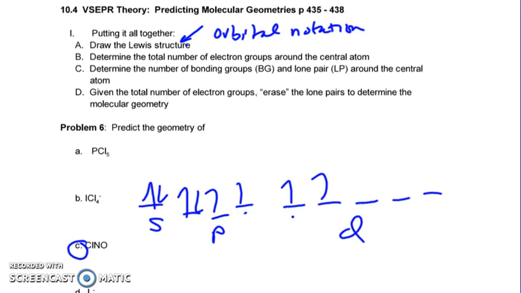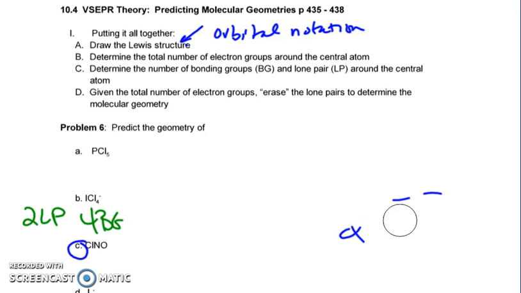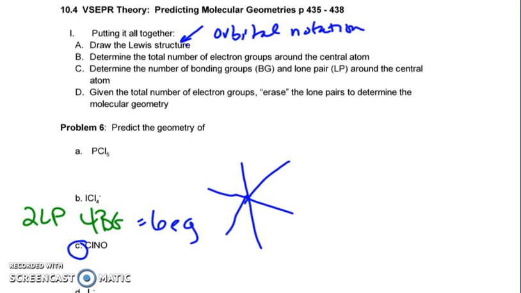Now how does this help me? I have 4 bonding groups, 1, 2, 3, 4, and I have 2 lone pairs, 1, 2. So what is the total number of electron groups that I have? I believe it's 6, isn't it? So I have 6 electron groups. What is that basic shape? Octahedral. How many do I erase? 2. And it is square planar.